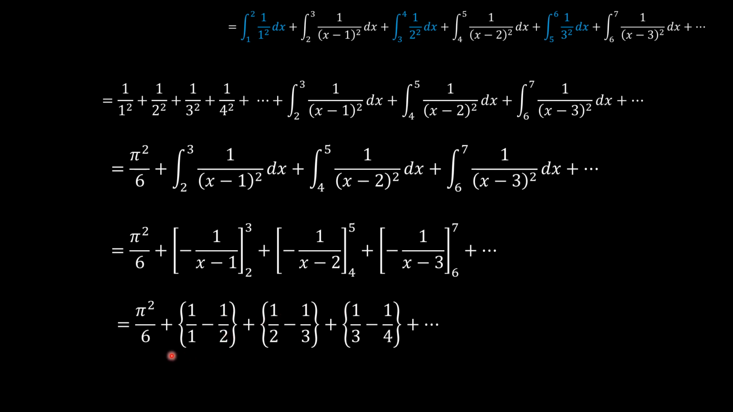So we begin to see that this is a telescoping series because this and this cancel, this and this cancel, this, and all the way into infinity, and we are only left with 1 here. So our integral becomes pi squared over 6 plus 1. And that is the answer that was being sought for.